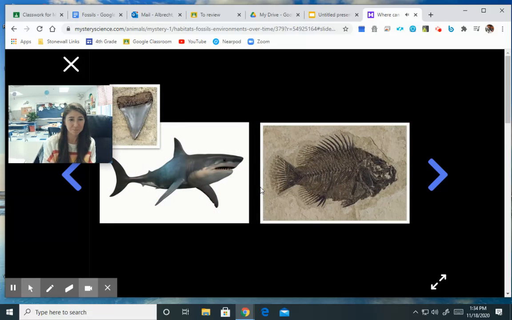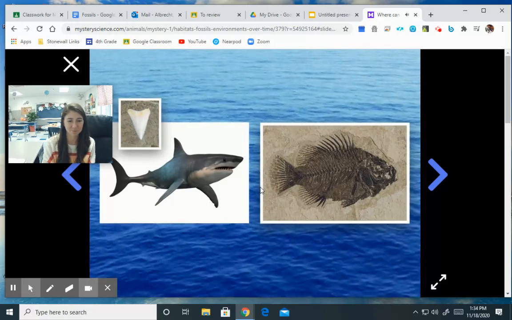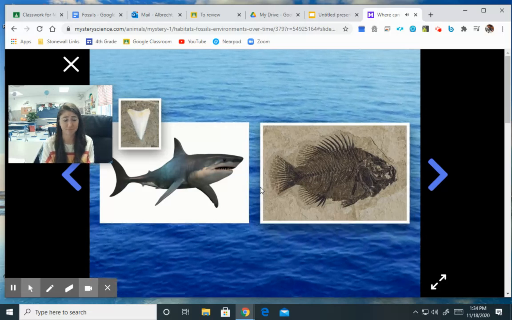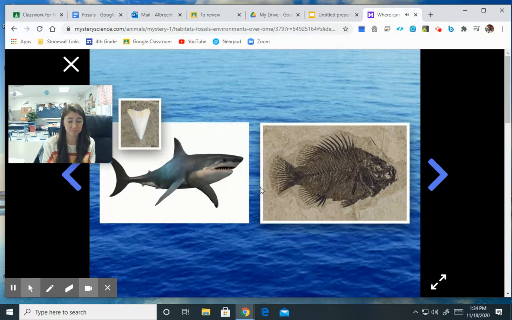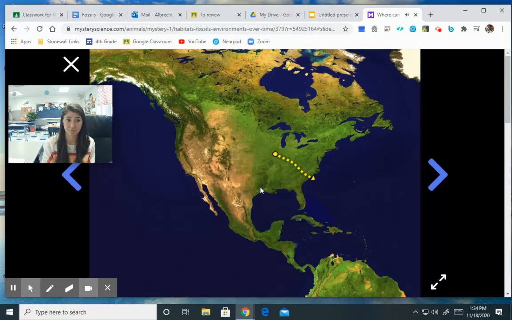If you look at their traits, you can tell that they're all animals that live in the ocean. But the ocean's not anywhere close to where these fossils were found. I found a shark tooth in a quarry in the middle of the cornfields of Illinois. Remember, Illinois is about as far as you can get from the ocean. It's nearly 1,000 miles away.